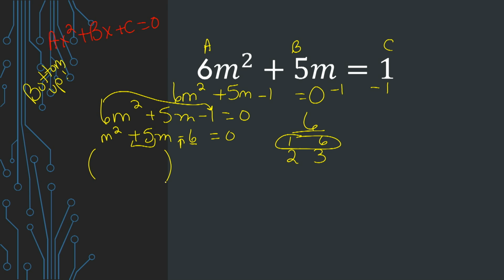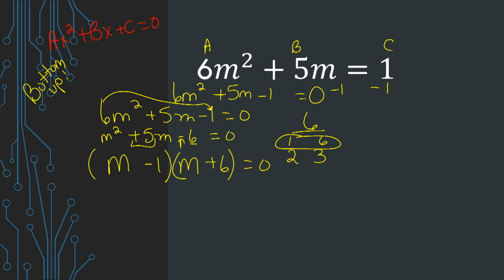I'm going to build my 2 binomials. I have 1 and 6. Now how am I going to subtract those 2 numbers to get a positive 5? Positive 6 minus 1 gives me a positive 5, and the factors of m squared is going to be my m.